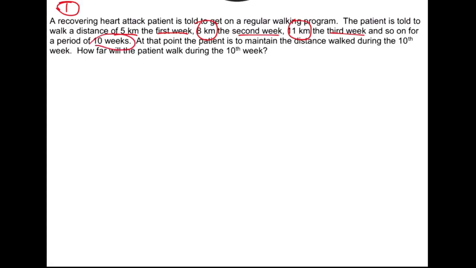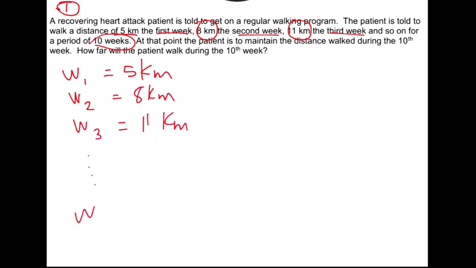So from here I can see that week 1 has to be 5 kilometers, week 2 has to be 8 kilometers. Now we want week 10. How many kilometers will that be? So that pretty much looks like an arithmetic sequence. So I can say week n, any given week, which means the number of kilometers that the patient needs to walk any given week, is going to be week 1 plus d, the common difference, times n minus 1.